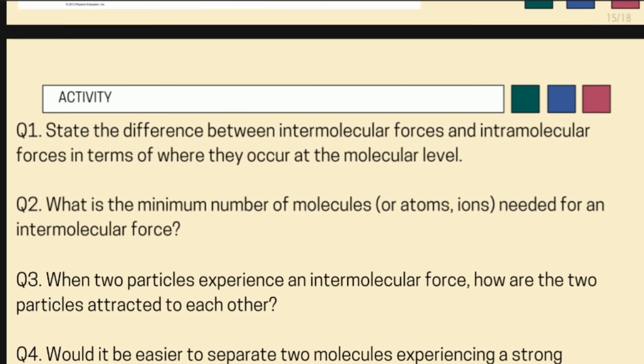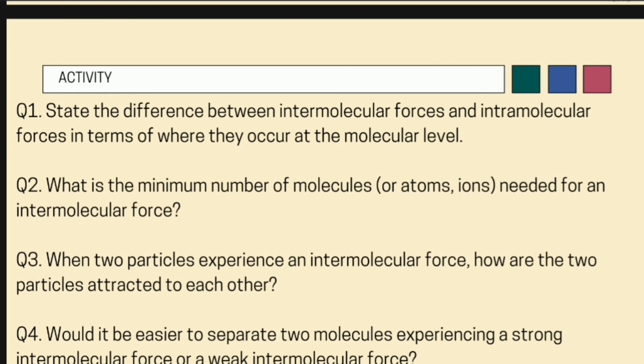Tapos kanina, sa gitna-gitna ng video natin, nagbigay din ako ng activity ninyo. Sa London Dispersion, merong activity doon. So, yes, you may submit this activity until tomorrow, Tuesday.